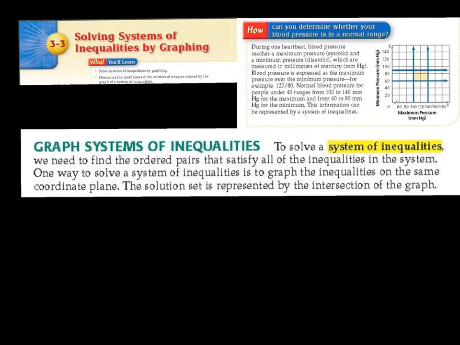To solve a system of inequalities, we need to find the ordered pairs that satisfy all of the inequalities in the system. One way to solve a system of inequalities is to graph the inequalities on the same coordinate plane, like we did for blood pressure. The solution set is represented by the intersection on the graph.